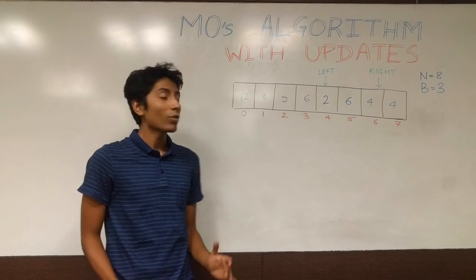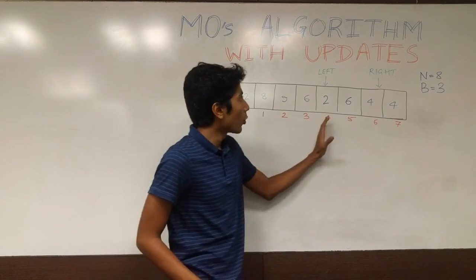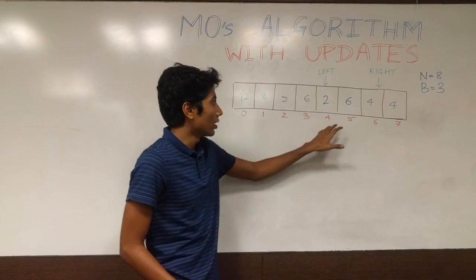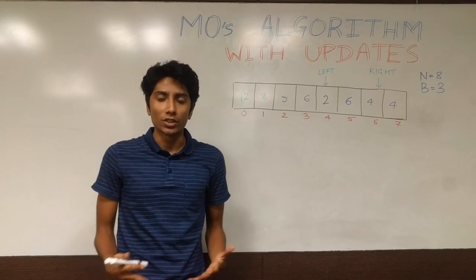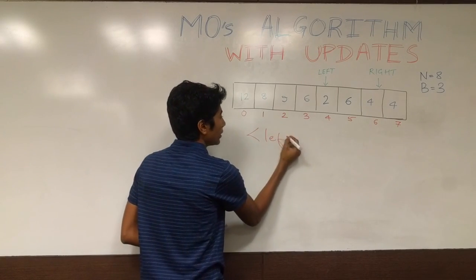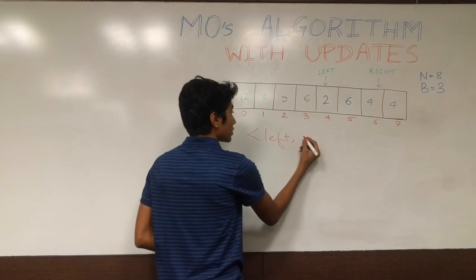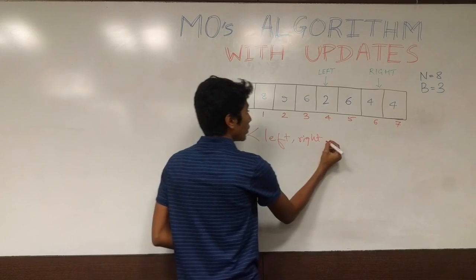Now it's time to understand what Mo's algorithm really means. It's not just about taking two pointers left and right and finding out the sum query between them. It's more about working with dimensions. So you might have the left pointer, where's it pointing at? That's one dimension. Where's the right pointer pointing at? That's another one.